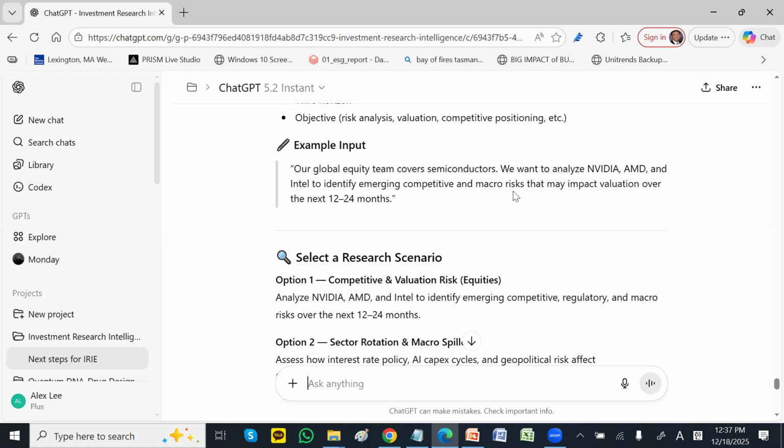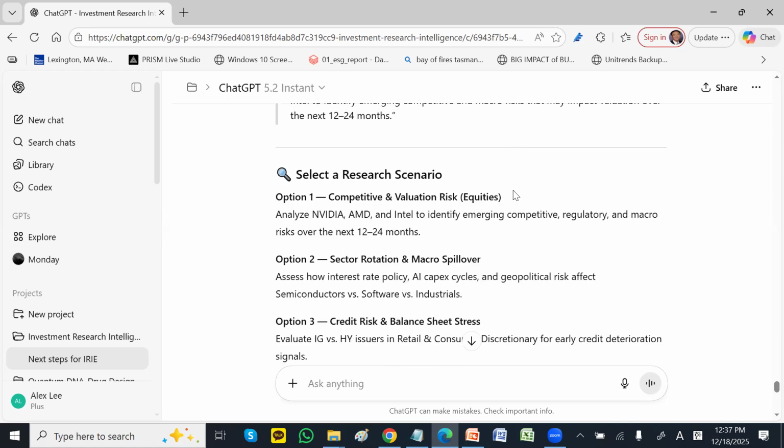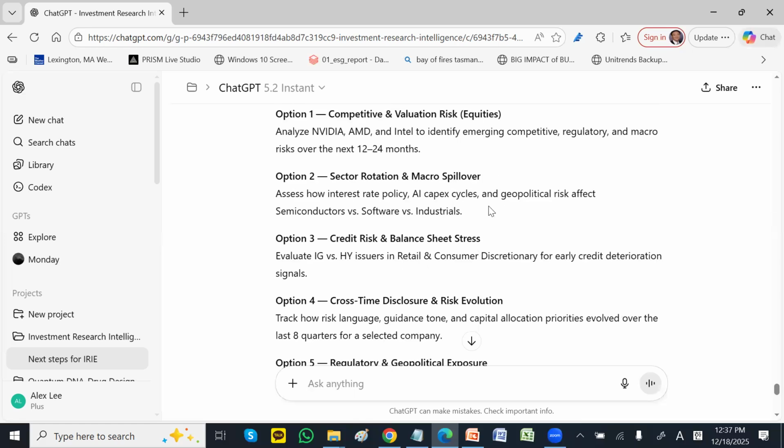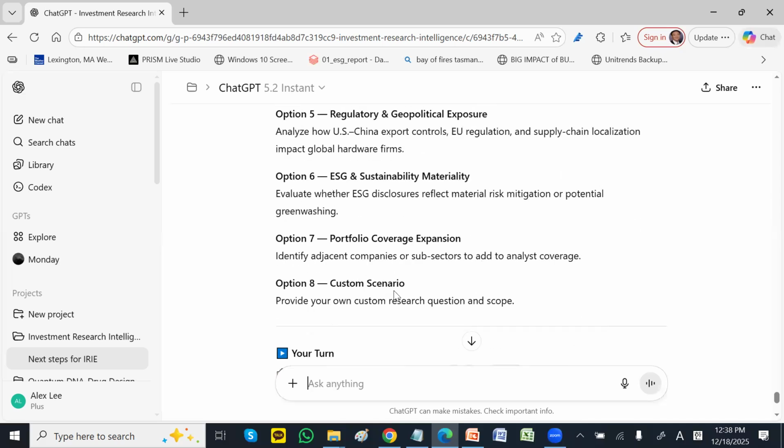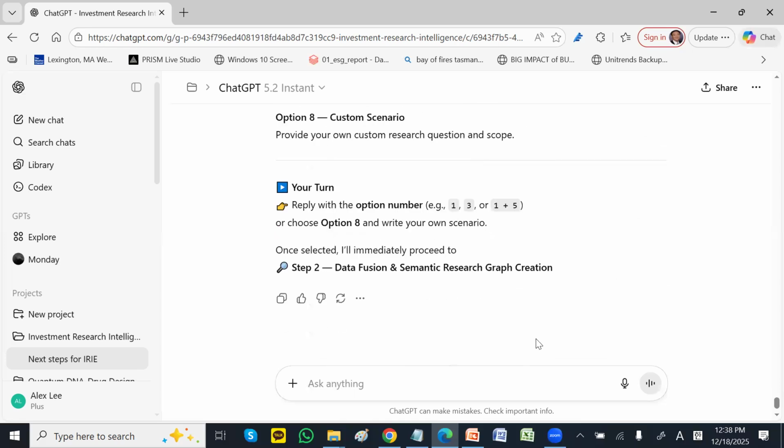Usually the communication is through text or voice, whatever, the multimodal input, and then it interacts with you and tries to understand. And then it provides some examples to make a showcase, like select a research scenario. Options include competitive valuation risk, equity, or sector rotation and macro spillover. Many different types that you can put in your own, right? In a custom scenario then. So based on that, it tries to understand your intention.